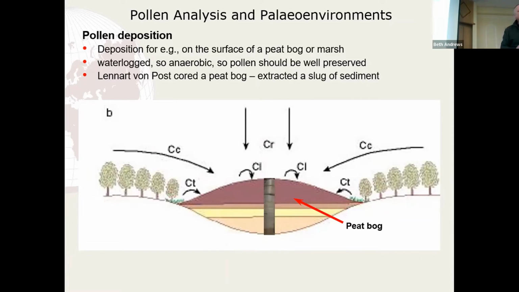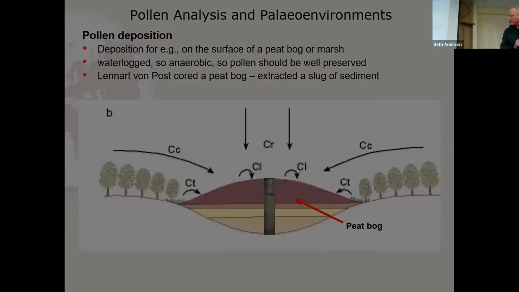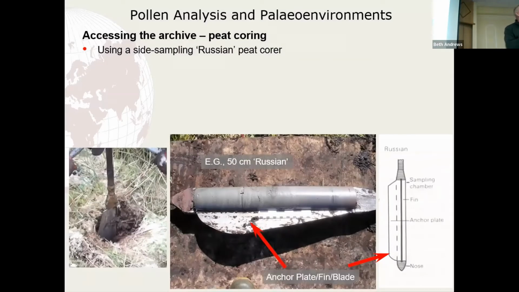And there's several ways we can actually do that. One of the ones we used in Herefordshire, I think Beth used an open gouge corer. There's one called a Russian corer. And it's a very invasive type of coring device. And this one's a 50 centimetre long one. You can get them about a metre. So I think we used a metre. And it's a side sampling device.